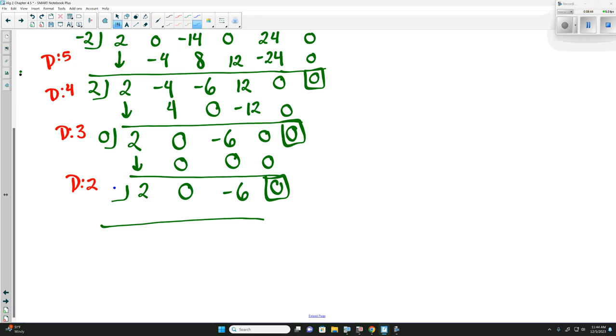If we tried this with 2, bring down the 2, 2 times 2 is 4, 0 plus 4 is 4, 2 times 4 is 8, -6 plus 8 is 2, we have a remainder other than 0. But if we put the variables back in, 0 is our remainder, -6 is the term without x, 0 is our term with x, and 2 is our term with x squared. So what we're left with is 2x squared minus 6 equals 0.